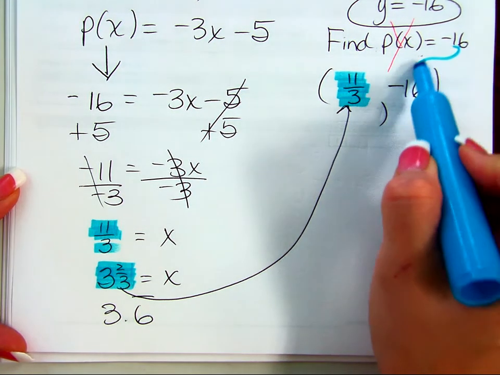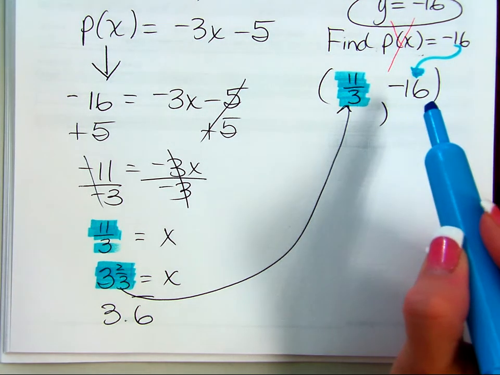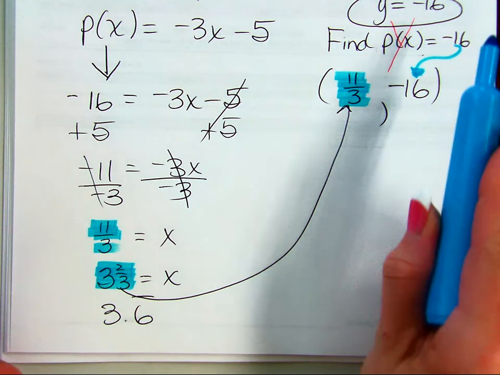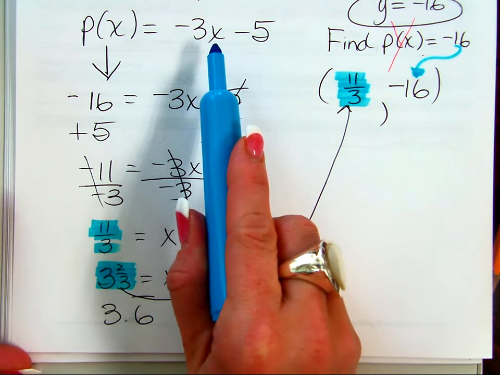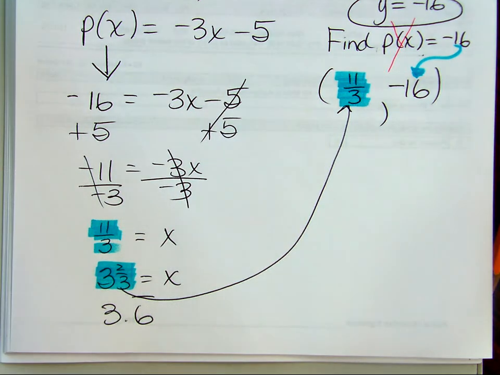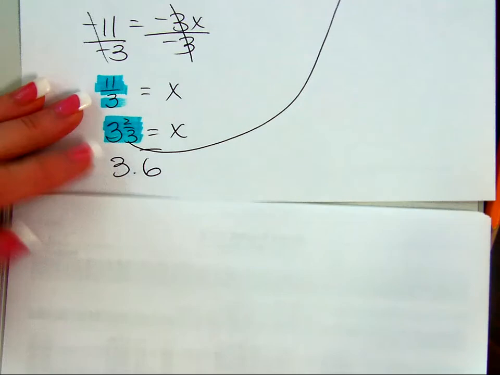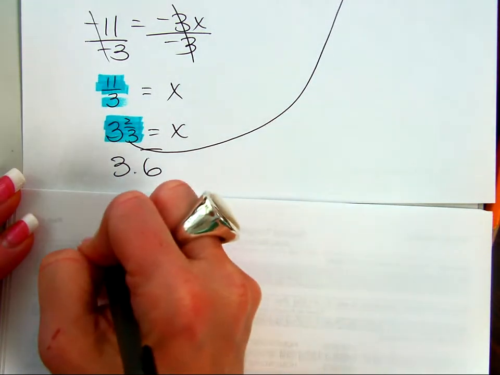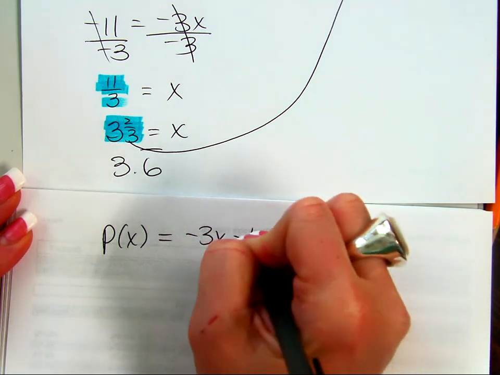The negative 16 was given. The key is just making sure you put it in the right spot, right? Because if you use this and put that here, you're going to get a whole different ordered pair, aren't you? Okay, you see that? Okay, that was kind of the easy part. So let's take a look at this next. Let's use the same thing. P of X equals negative 3X minus 5.